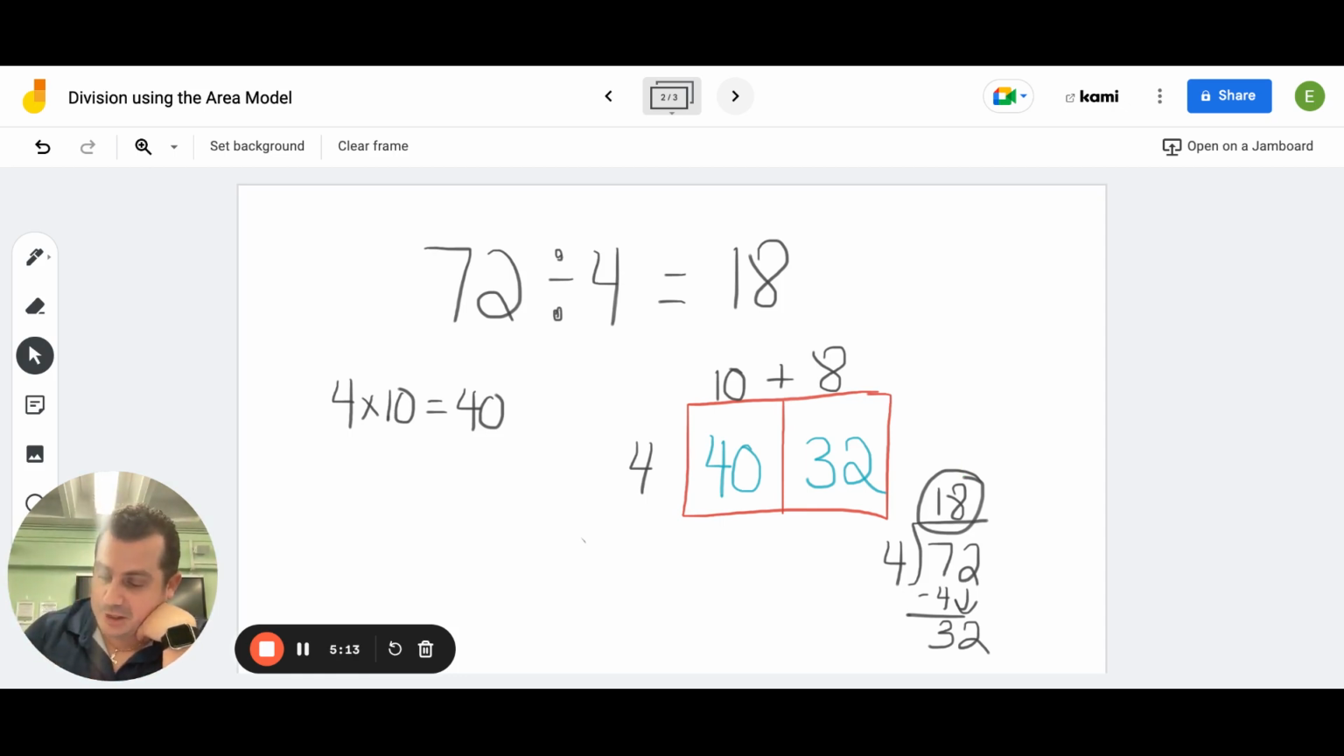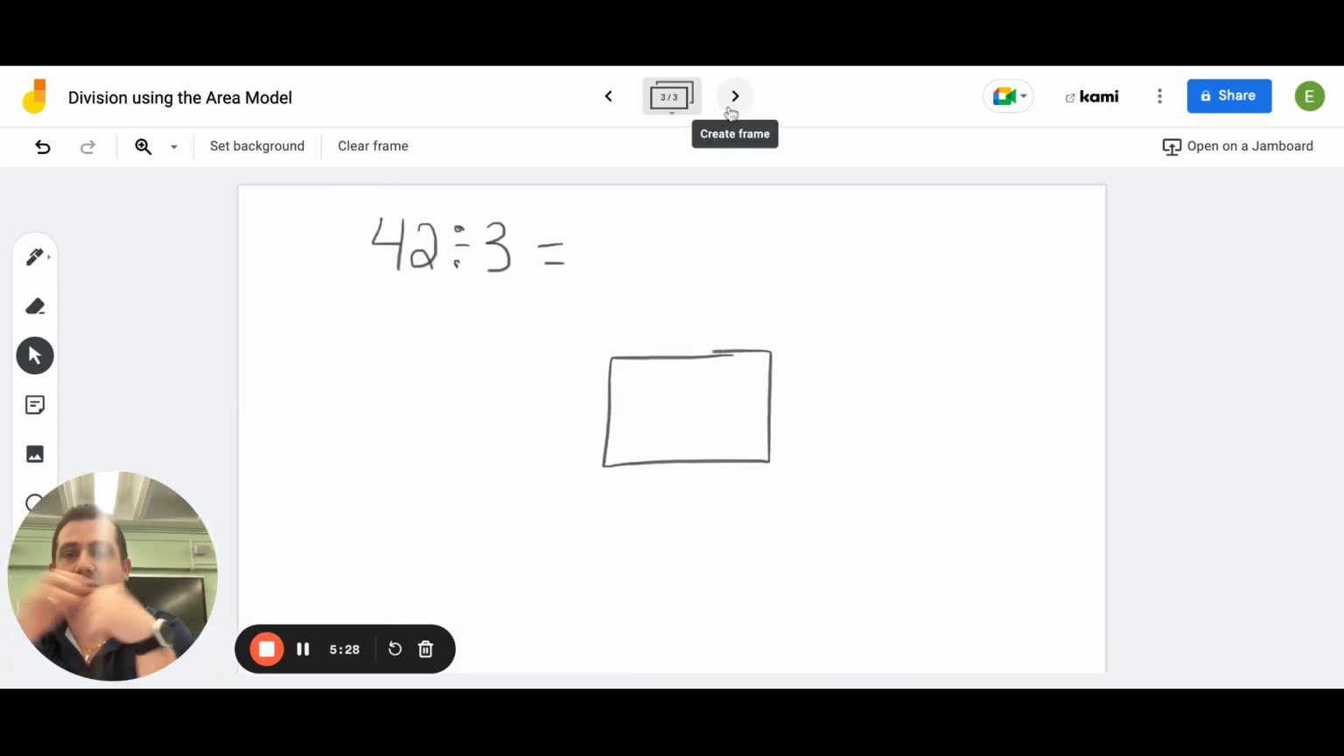I have 42 divided by 3. I'm drawing my area model, which is a rectangle. So that's a very simple little model there to draw. And now, 42. Well, I know 3 is on the outside because 3 is my divisor. So what can 3 go into?